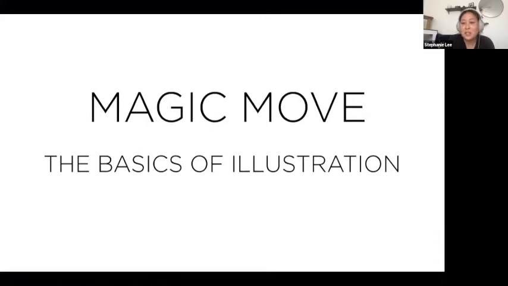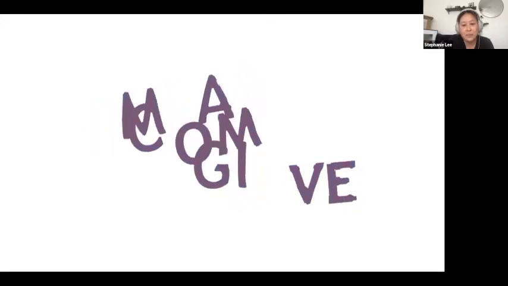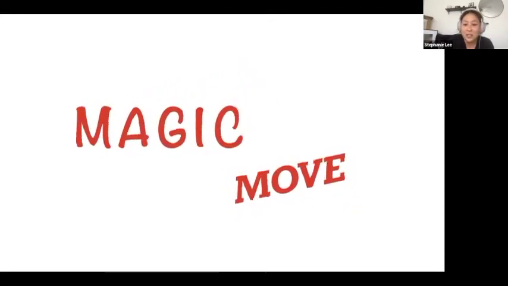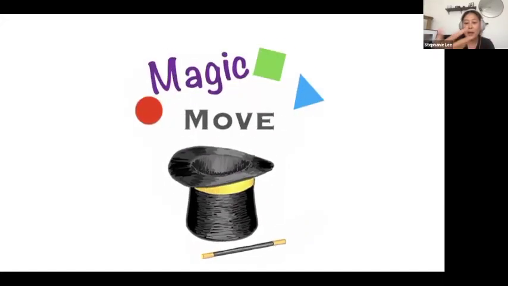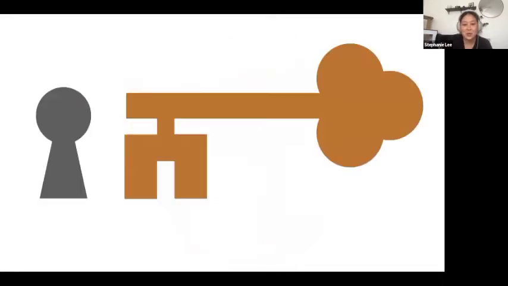Magic Move is a transitional function within Keynote that really teaches the basics of illustration and animation. So for example, you can animate individual shapes, change their color, and rearrange them to be something completely different. You can also animate the student drawing. So if they were drawing within the application, you can absolutely animate and illustrate those.